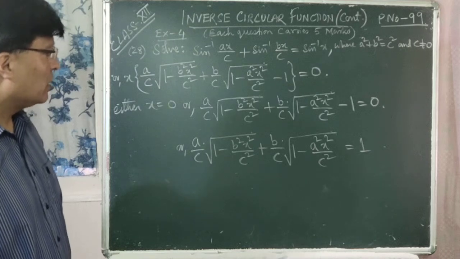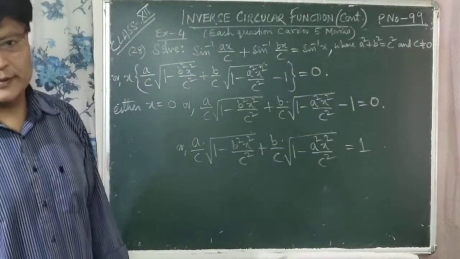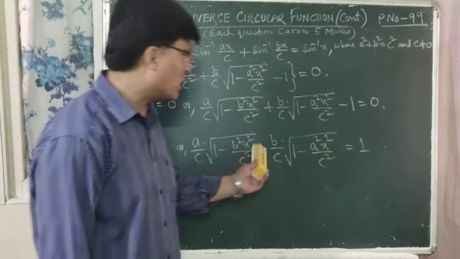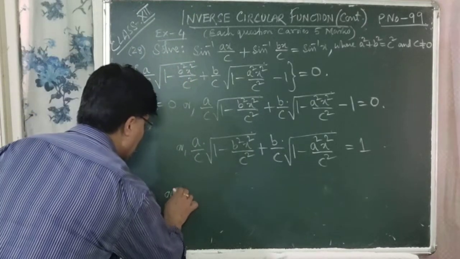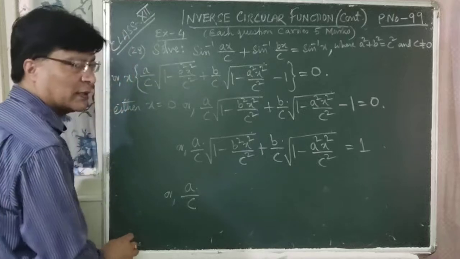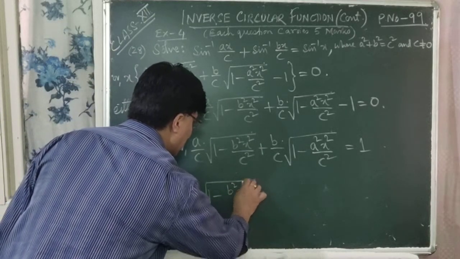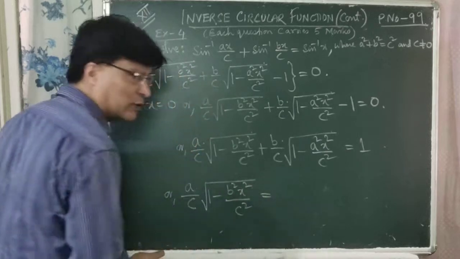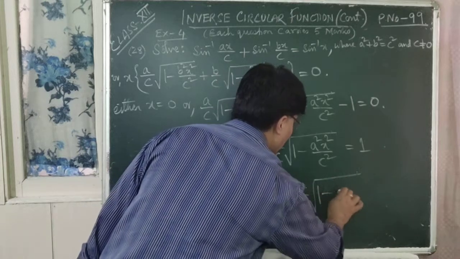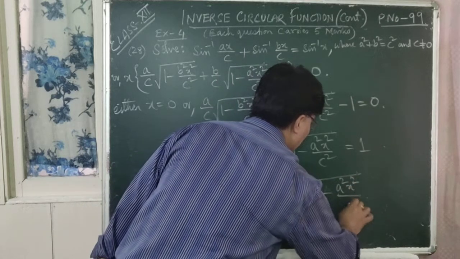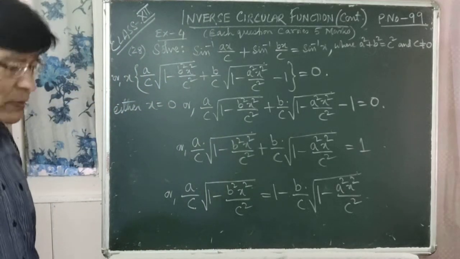So now let us take one of the terms to the right hand side and then simplify it. Or now this is a by c, right? So root over 1 minus b square x square by c square is equal to 1 minus b by c root over 1 minus a square x square by c square. Is that clear now?